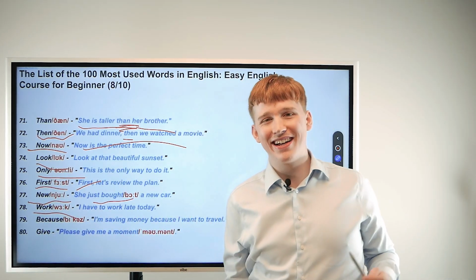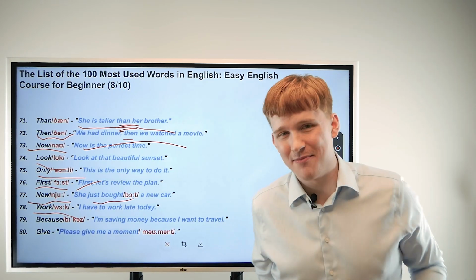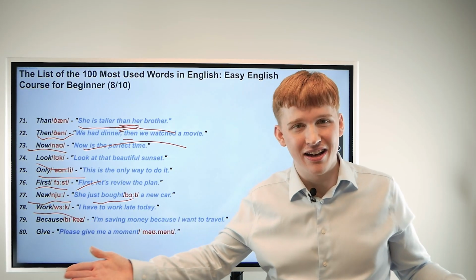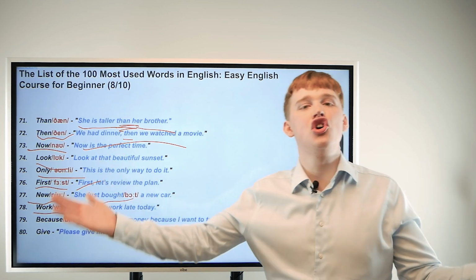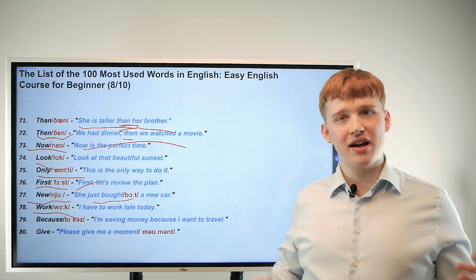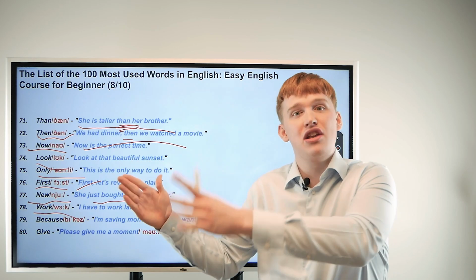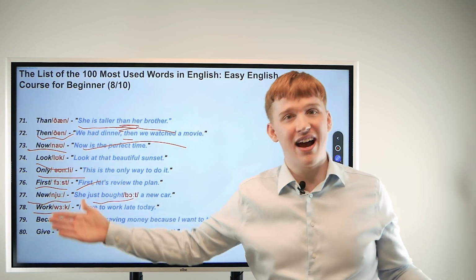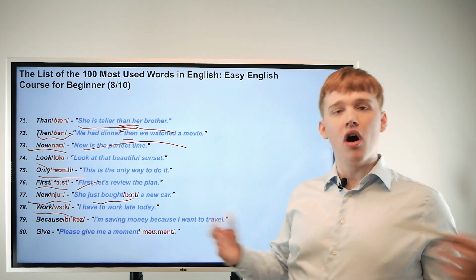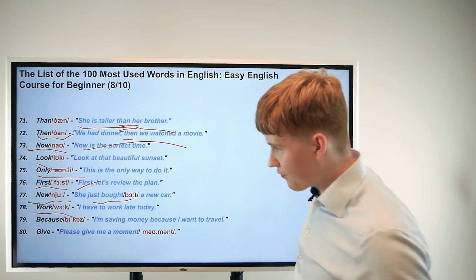Next up, we have work. To work. So I have to work late today. So work means that you're going to earn money or to do a job. You're going to do a job. So maybe I have to work late today. I have to be at work and I have to be doing my job until late at night. Or maybe you would say, I work as a teacher. So that is my job. That is what I do.